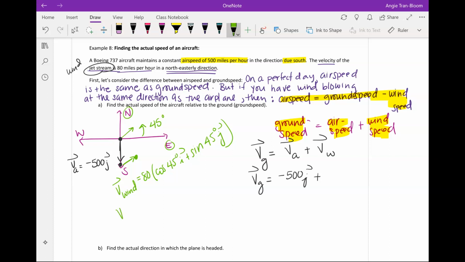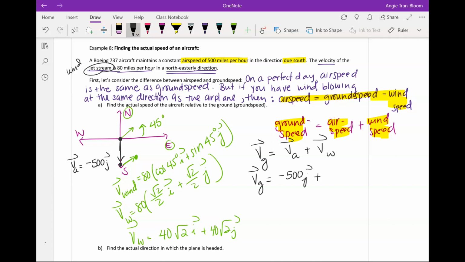Ready? V of w equals 80 cosine of 45 degrees, which is rad 2 over 2. Sine of 45 is also rad 2 over 2 in the j direction. So v subscript w is 40 rad 2 i plus 40 rad 2 j. So that's what the vector for the wind is. Now I'm just going to add it here, plus 40 rad 2 in the i direction plus 40 rad 2 in the j direction.